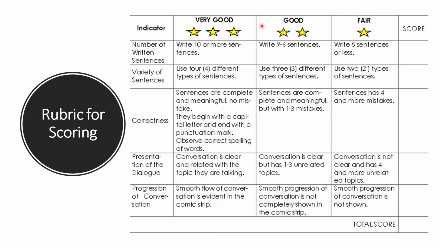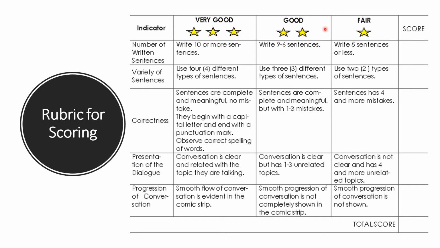You will receive 3 stars or 3 points if you have written 10 or more sentences. Use 4 different types of sentences. Sentences are complete and meaningful, no mistakes. They begin with a capital letter and end with a punctuation mark. And observe correct spelling of words. The conversation is clear and related to the topic they are talking about. Then, smooth flow of conversation is evident in the comic strip.